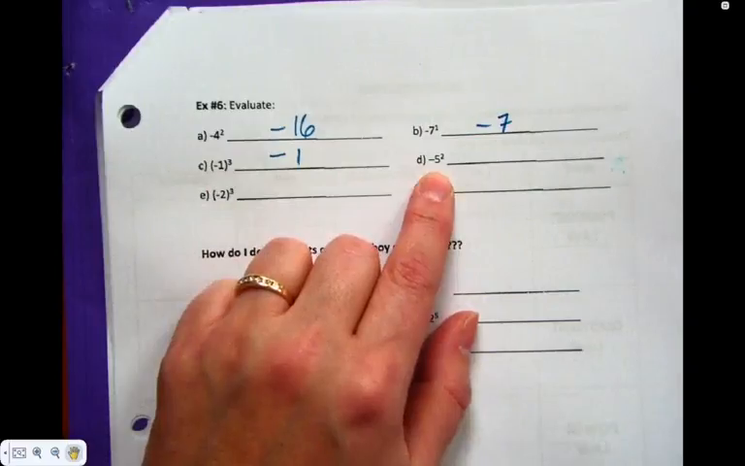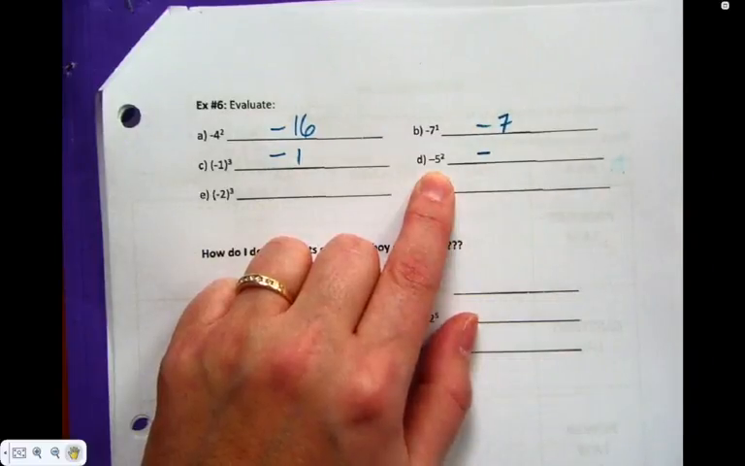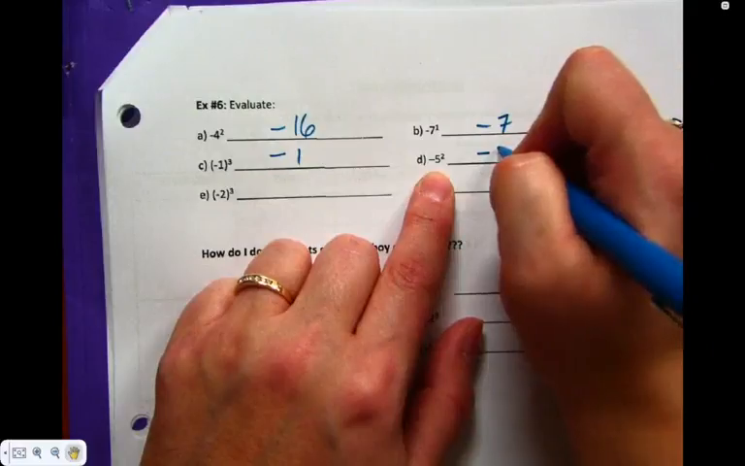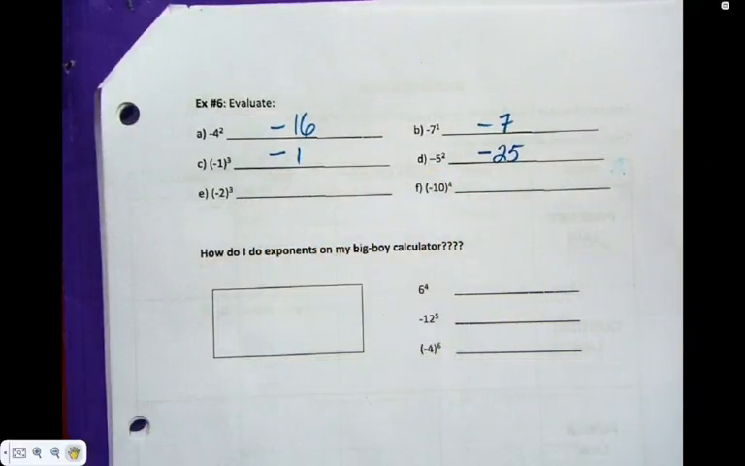Negative 5 squared. Brackets or no brackets? What does that tell you about the answer? Now just worry about the base and the exponent. 5 squared is? Turn and talk to someone. Do the next two together.